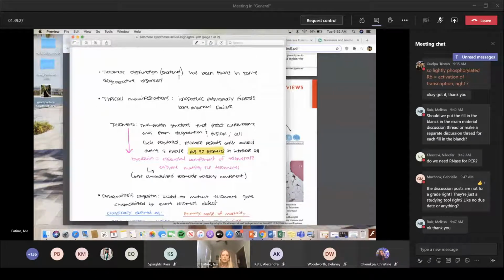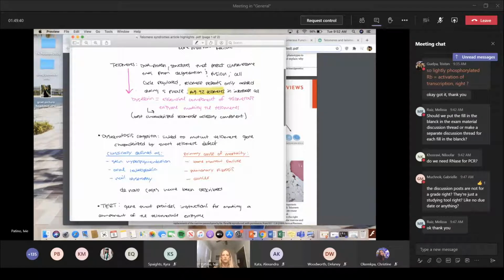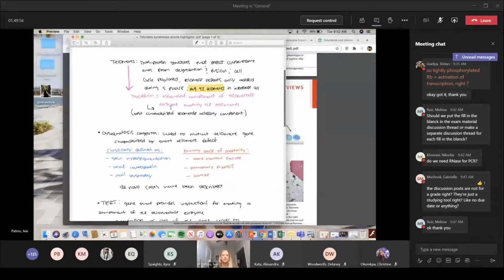So telomere dysfunction, if we have shortened telomeres, has been found in some degenerative disorders. Our typical manifestations are idiopathic pulmonary fibrosis and bone marrow failure. Telomeres are DNA protein structures that protect chromosome ends from degradation and fusion. They're cell cycle regulated. Telomere repeats are only added during S phase, and it's an average of 92 telomeres in an interphase cell. We know that discarin is an essential component of the telomerase enzyme, which is making those telomeres. It's the best characterized telomerase accessory component.